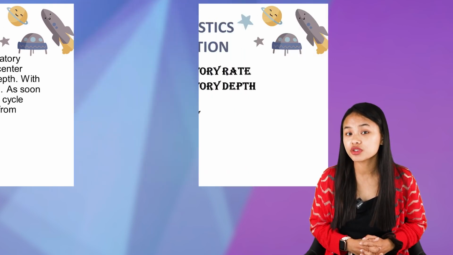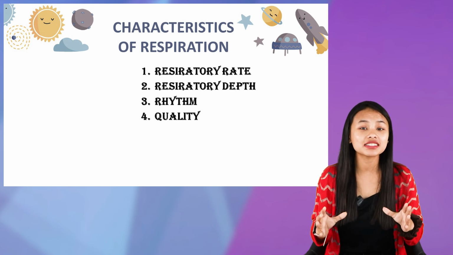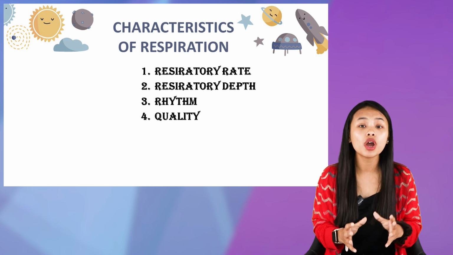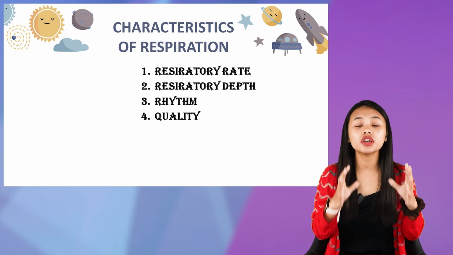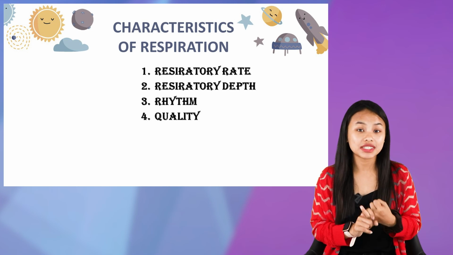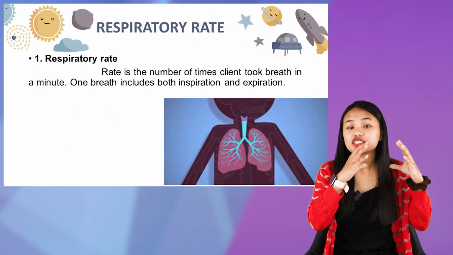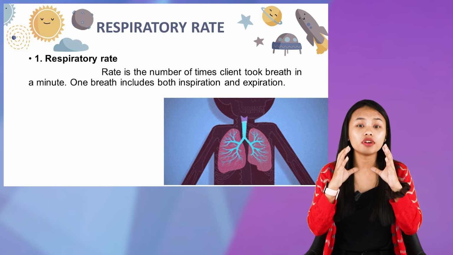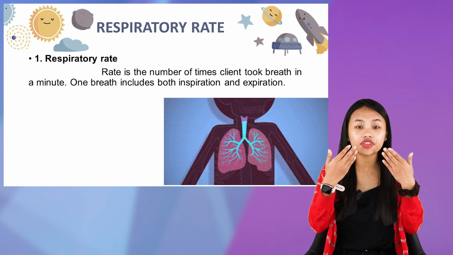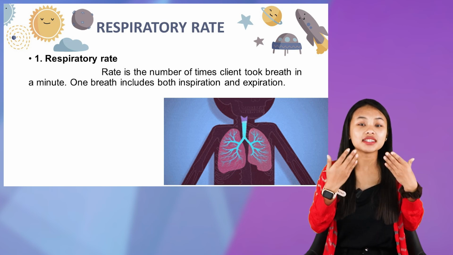Now moving on to the characteristics of respiration. So here, in order for you as a nurse to assess whether the respiratory rate of a client is normal or not, it is important that you know the characteristics of it, right? So the characteristics of respiration include the respiratory rate, the respiratory depth, the rhythm, as well as the quality. Talking about the respiratory rate, as we all know, the rate of respiration is defined as the number of times that the client has taken a breath in 1 minute. This 1 minute includes both the inspiration as well as the expiration.